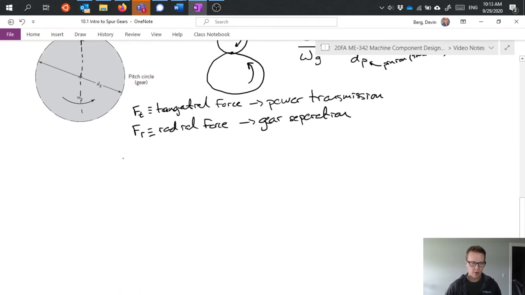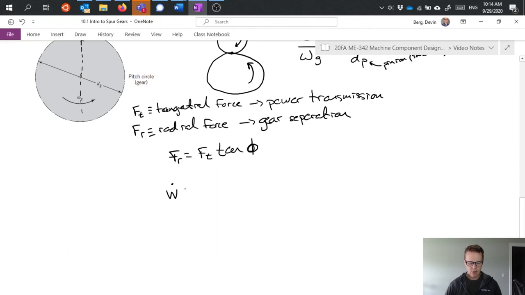All right, so of course we can use geometry to relate these two things. And if we do that, we find that F sub R equals F sub T tan phi. So that can be useful. A lot of times we might know, for example, the power that we're intending to transmit through a gear set, and power gives us tangential force, since that's the related force for power transmission. And then we can use that to find gear separating force, F sub R, which allows us to design our mounting system.